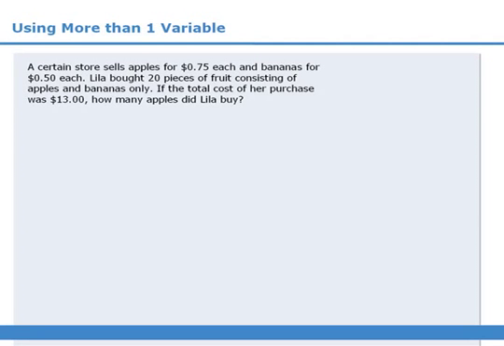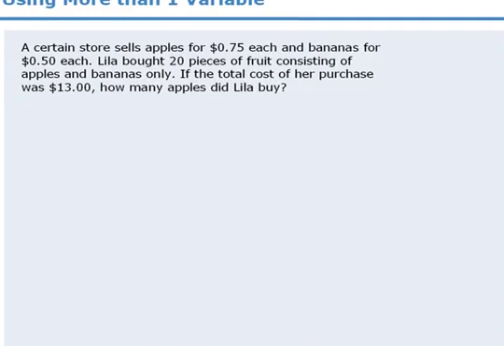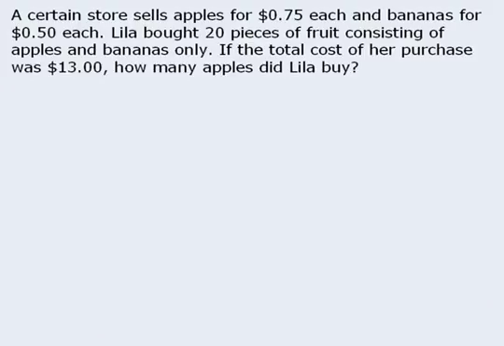In this lesson, we will examine the option of using more than one variable when solving word problems. In this example, we have apples selling for 75 cents each and bananas selling for 50 cents each. Leela bought 20 pieces of fruit, and we want to determine how many apples she bought. Let's first solve this using one variable.